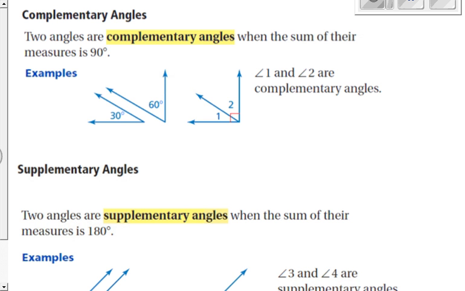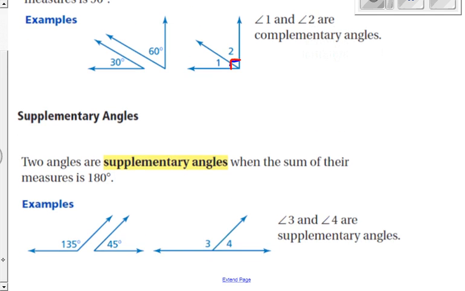Angle 1 and angle 2 are complementary because they have the red box that shows that it is 90 degrees. Supplementary angles are two angles that, when they're added together, their sum is 180 degrees. For example, 135 plus 45 is 180. Angle 3 and angle 4 are supplementary because they form a straight line.